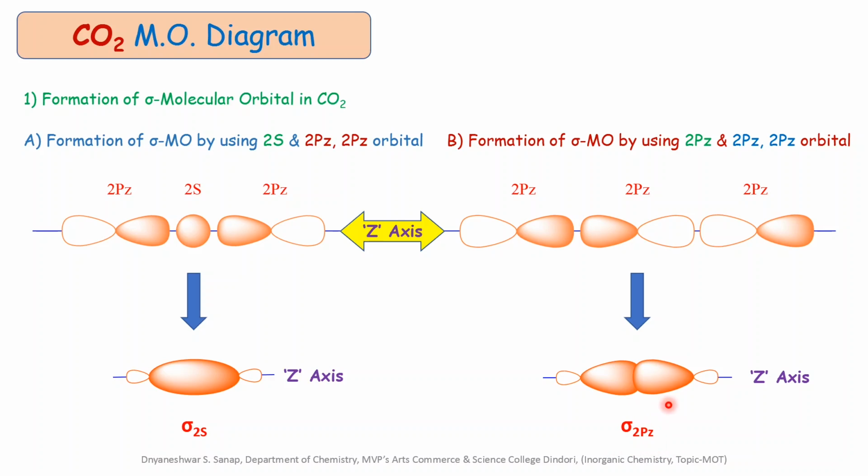That means whatever bonding molecular orbital is formed by using the pz atomic orbital of a carbon atom. In both cases of formation of sigma bond, the difference is that carbon used the 2s atomic orbital for the one sigma bond formation, and carbon used the 2pz orbital for the formation of the second sigma molecular orbital.